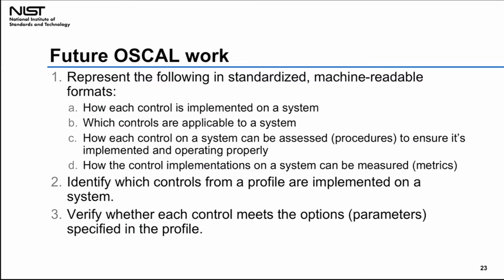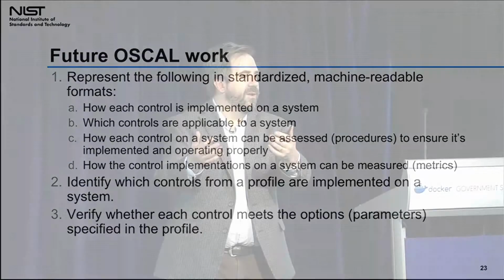So the plan going forward is to work on defining how a control is implemented on a system, how controls are applicable to a given system, defining how a control on a given system can be assessed. So the idea that we're thinking about right now is allowing vendors to provide data about how to assess their products, and then using that data to then automate the assessment. So we've already started working with the open control community in this space.